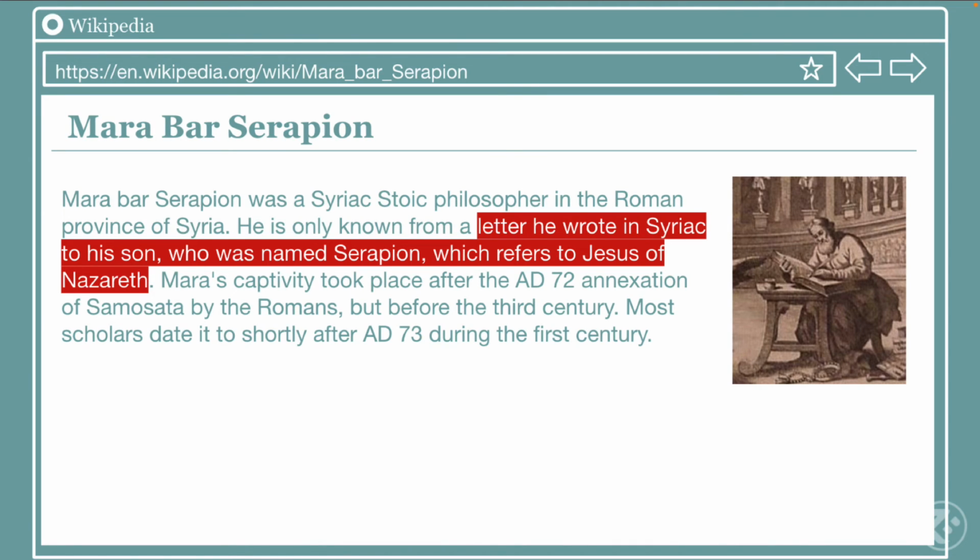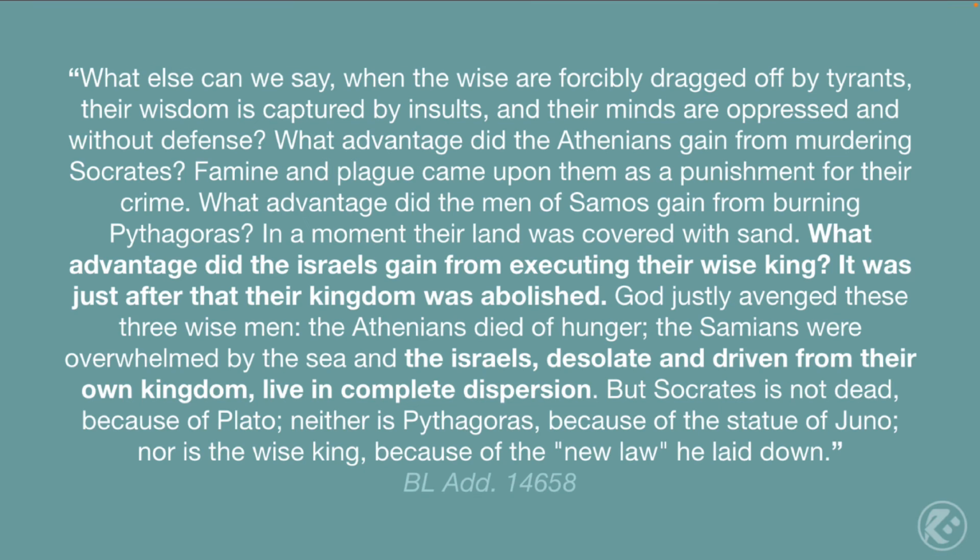Let's go further. A Stoic philosopher, Mara Bar Serapion, wrote a letter to his son where he actually refers to Jesus of Nazareth. And he writes, "What advantage did the Jews gain from executing their wise king? It was just after that their kingdom was abolished." And he's talking about 70 AD when the Romans completely sacked Jerusalem. "God justly avenged these 3 wise men. The Athenians died of hunger, the Samaritans were overwhelmed by the sea, and the Jews, desolate and driven from their own kingdom, lived in complete dispersion." He goes on to essentially call Jesus the King of the Jews, which was the inscription above the cross.